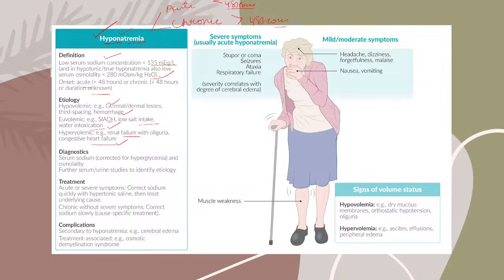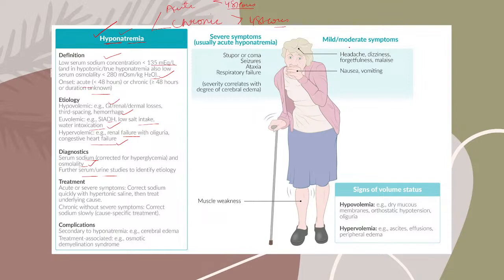So we have discussed the types of hyponatremia, then etiology, that is hypovolemic, euvolemic and hypervolemic hyponatremia. Hyponatremia is lesser concentration of serum sodium. Then diagnostics: how we can evaluate this with the help of serum sodium and osmolality. Then further serum and urine studies to identify etiology. Then treatment; before discussing the treatment, we would be discussing the symptoms.